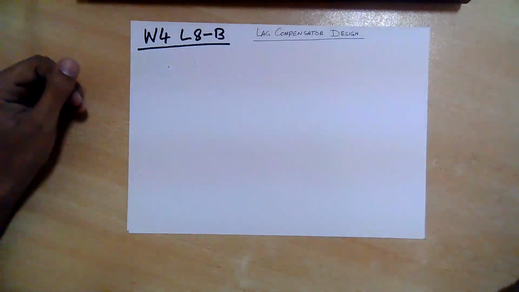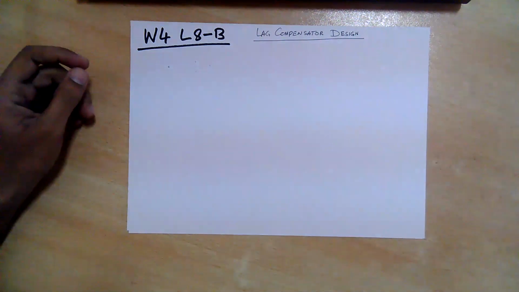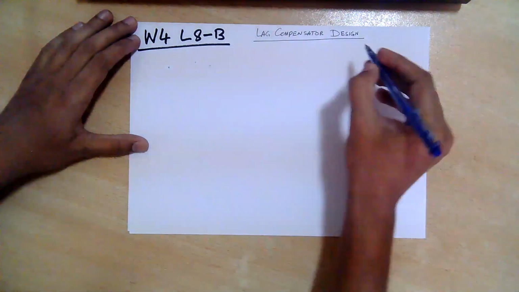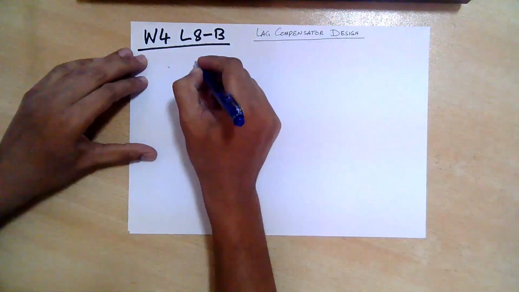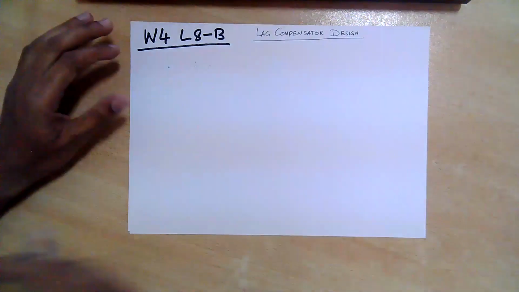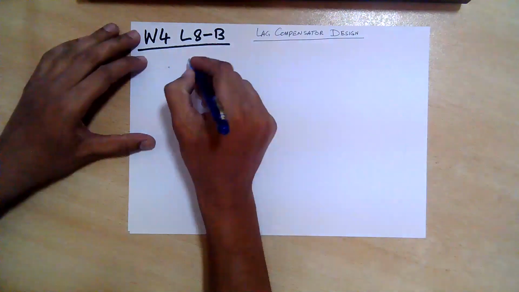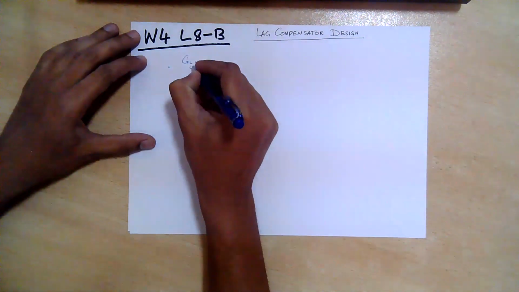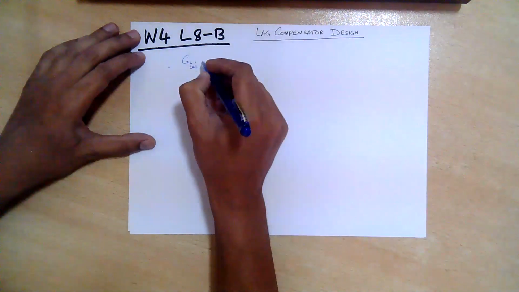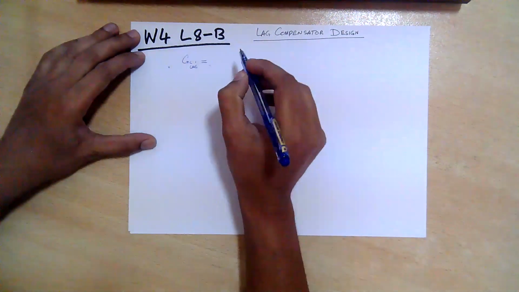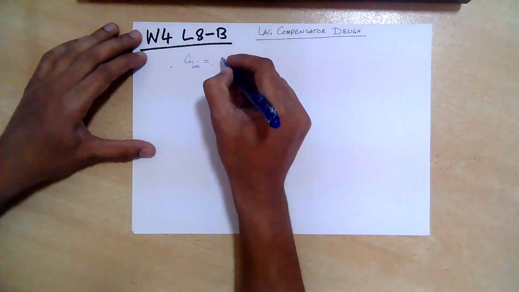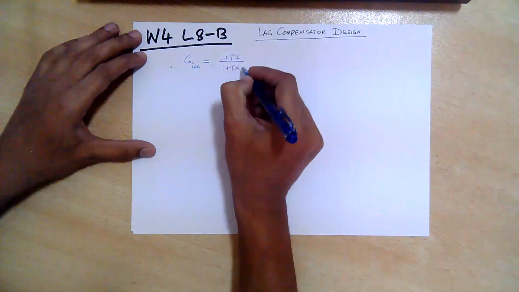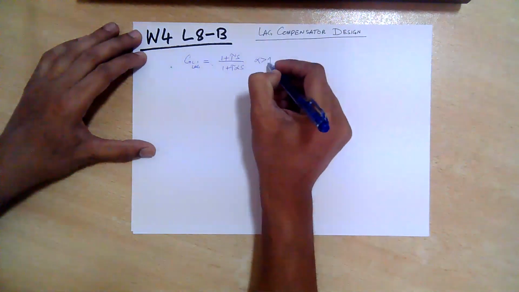Remember, a lag compensator is nothing but a real pole and a real zero, and the transfer function for the lag compensator is G_C lag equals (1 plus tau s) over (1 plus tau alpha s). Alpha is greater than 1 again.